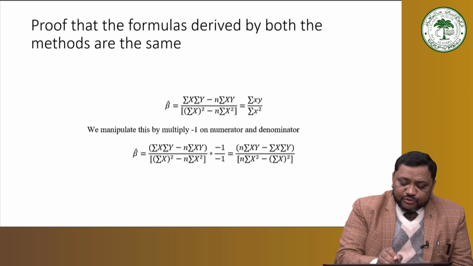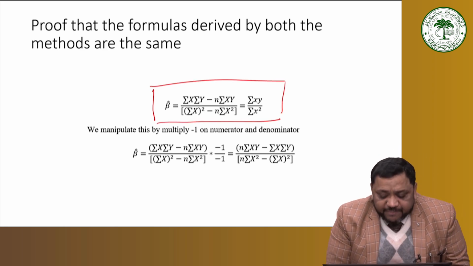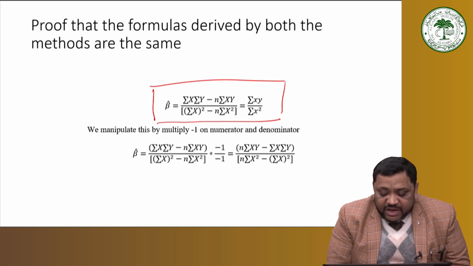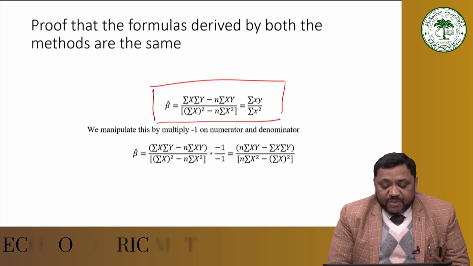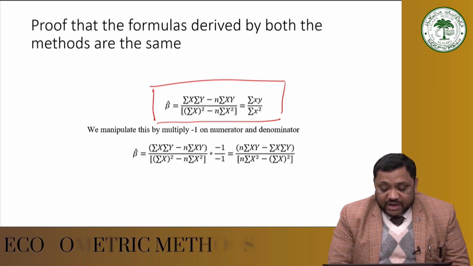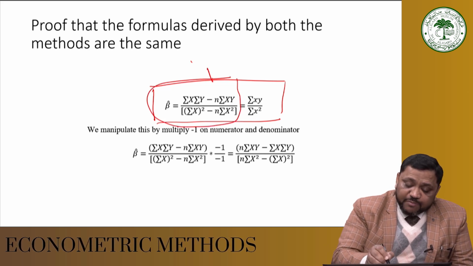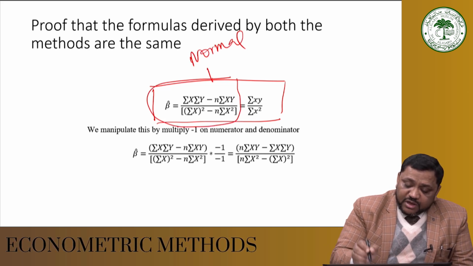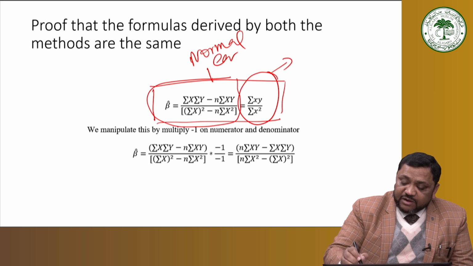Our purpose is to prove that beta hat is equal to n summation XY minus summation X summation Y divided by n summation X square minus summation X whole square. This much was derived with the help of the normal equations, and this one, summation small xy divided by summation small x square, was derived with the help of the deviation method.